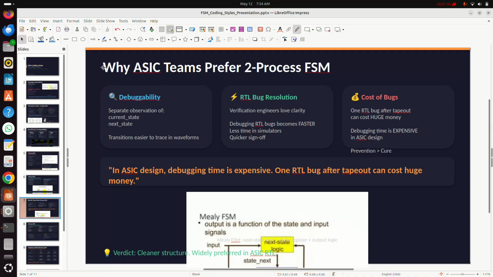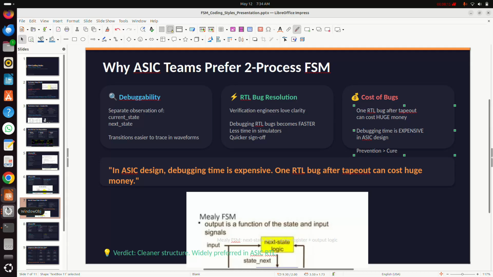This shows why ASIC teams prefer two-process FSM. The main reason is easy debuggability. Another reason is RTL bug resolution, and another reason is the cost of bugs. One RTL bug after layout tapeout can cost huge money. Debugging time is expensive in ASIC design, so prevention is better than cure. So that's why ASIC teams prefer two-process FSM.